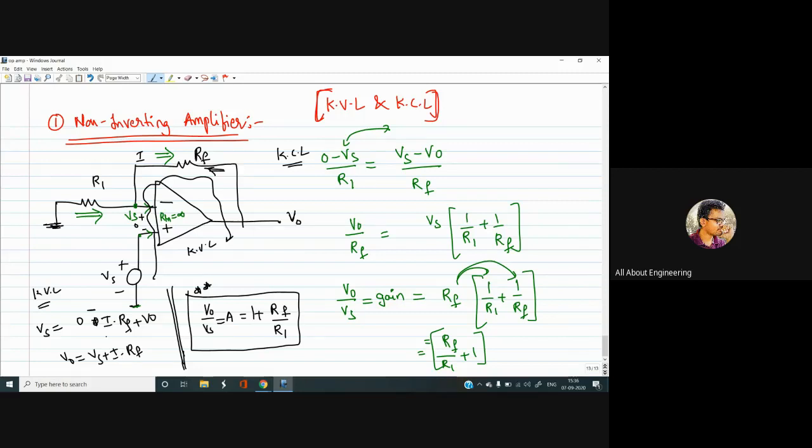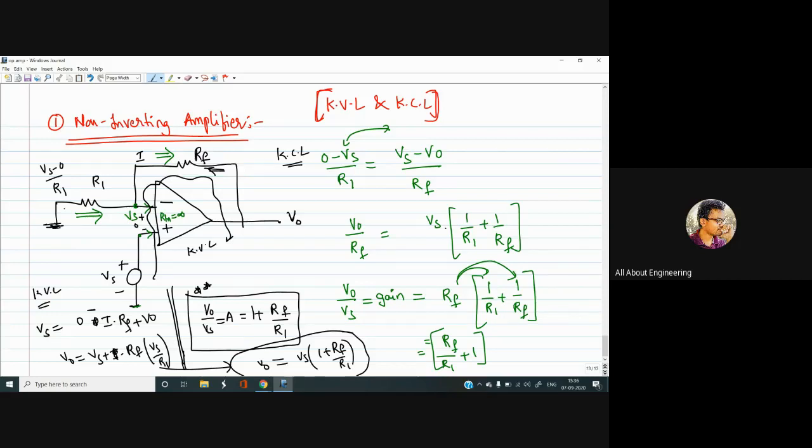Now what is the current? The current is Vs minus 0 by R1, right? Vs minus 0 by R1. Now if you substitute that here, RF into Vs minus 0 by R1, and take Vs common, here also you will get the same result. V out equal to Vs into 1 plus RF by R1. So it can be any method. You can use KVL or KCL, it doesn't matter, but you'll end up with the same result, that is 1 plus RF by R1 for the non-inverting amplifier.